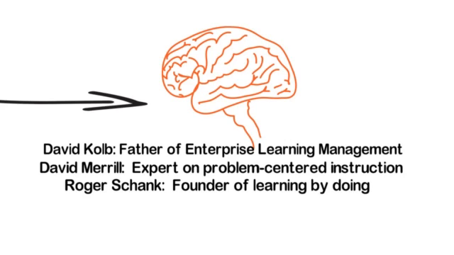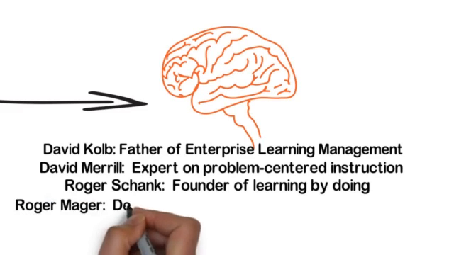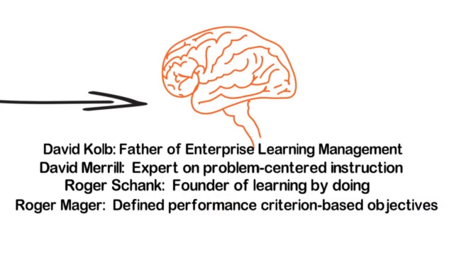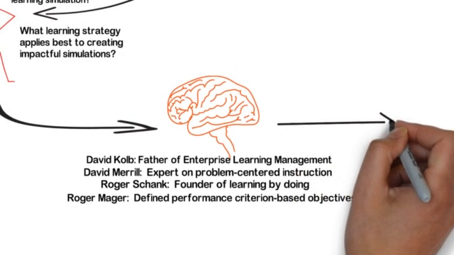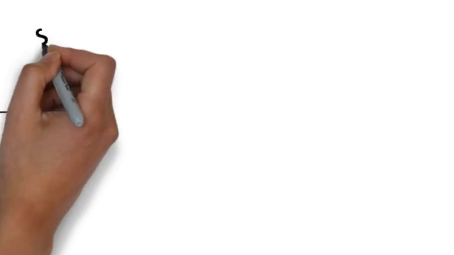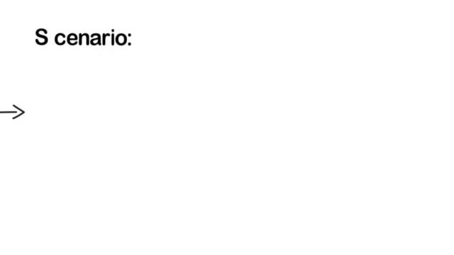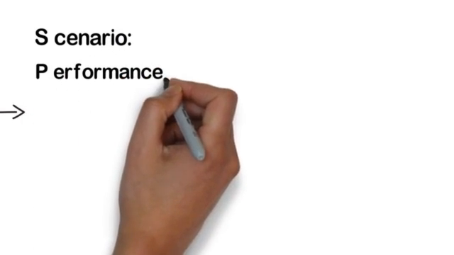Because if you happen to watch our video on the 70-20-10 model, you will recall the greatest way to learn a new task is by actually doing it. Last, we studied Roger Major's work on defining performance criterion-based objectives to ensure we were building simulations that maximized our customers' return on investment. After months of research and development, we came up with a learning model for learning simulations that are targeted at driving better business performance.